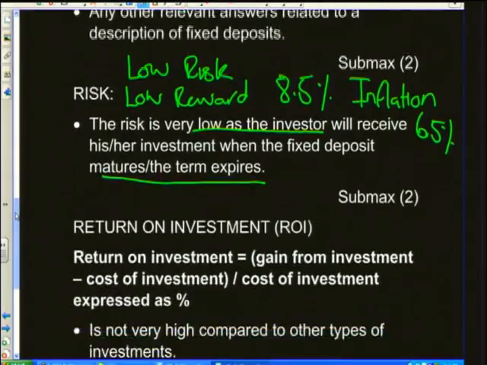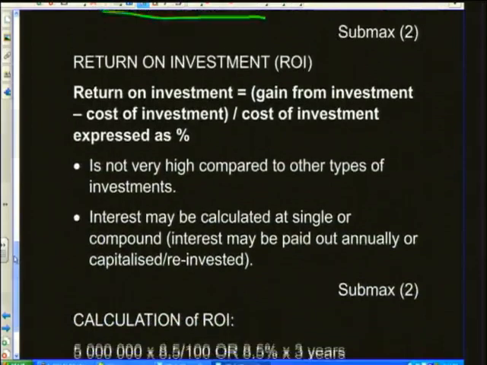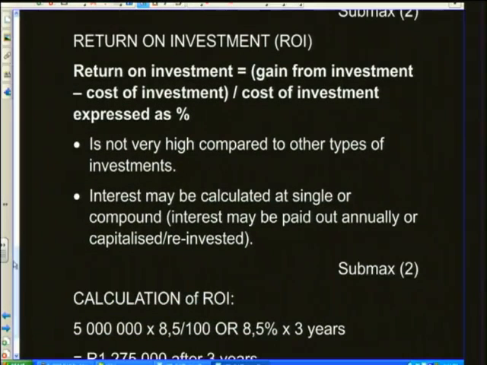So now we're going to go on to our return on investment. Right, so now I've put the formula for return on investment here so that you guys can see that. It's important that you know that. You need to know how much money am I getting back in the end there, right? So return on investment equals our gain from our investment minus the cost of the investment divided by the cost of the investment, and it's expressed as a percentage, right?